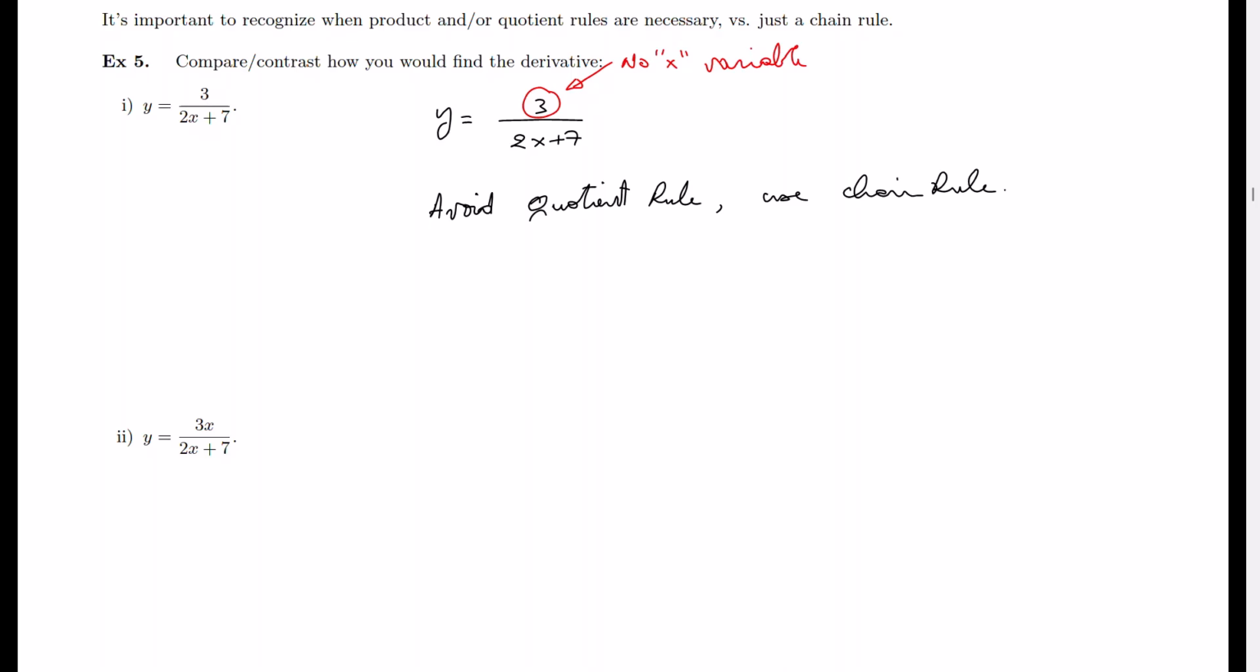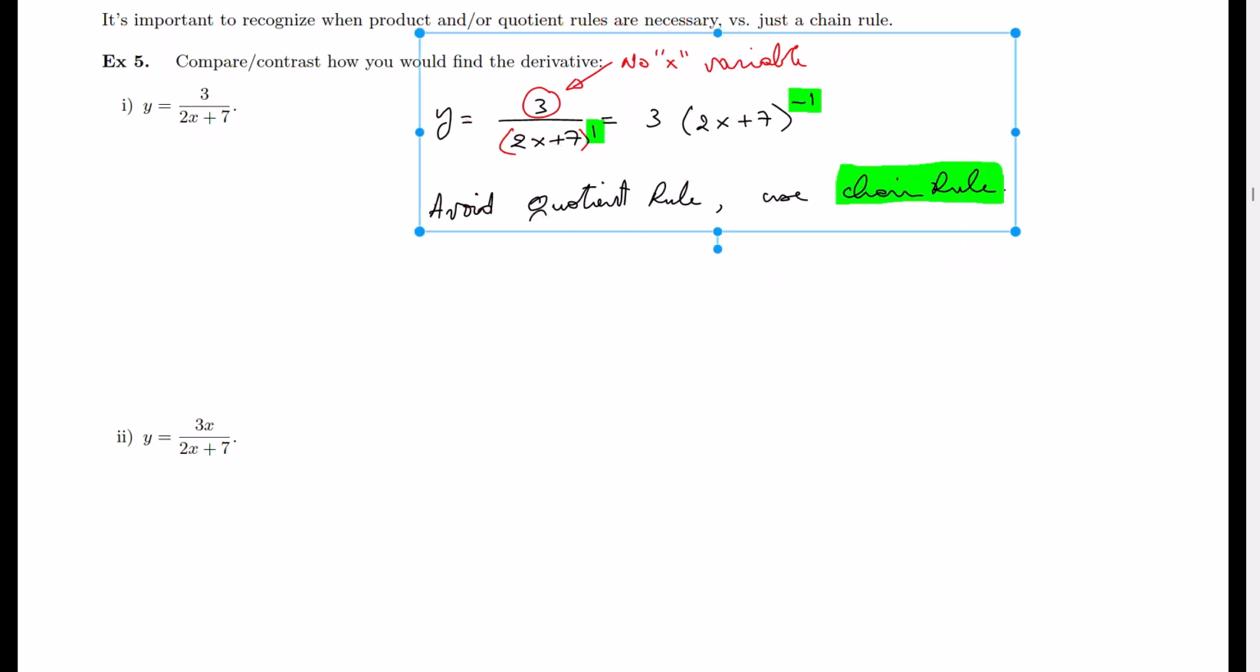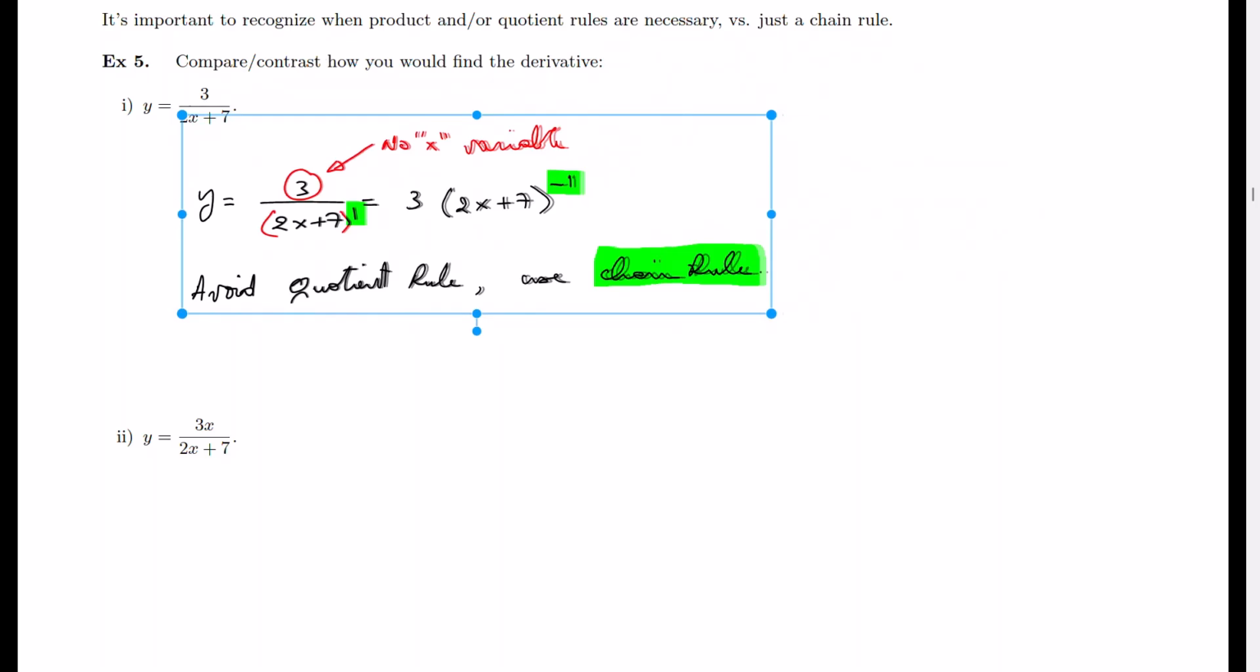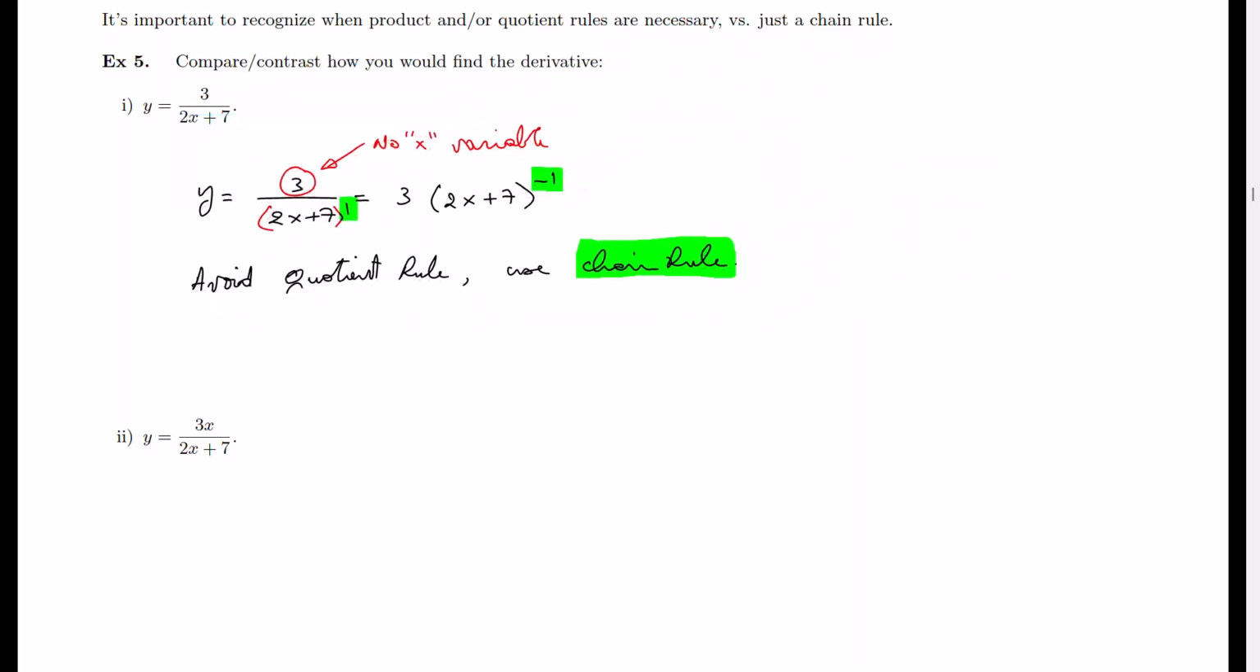The quotient rule is really required when you have x's in the numerator, x's in the denominator, and you cannot simplify the expression. But I can avoid the quotient rule by rewriting the problem as 3 times (2x plus 7) to the exponent negative 1. So originally, the problem had 2x plus 7 to the power of 1 in the denominator. I could bring it to the numerator, make the exponent negative, and apply the chain rule instead. So that's how I can avoid the quotient rule, which is usually the most complicated rule in our course, and instead use the chain rule, which is slightly less complicated and better.